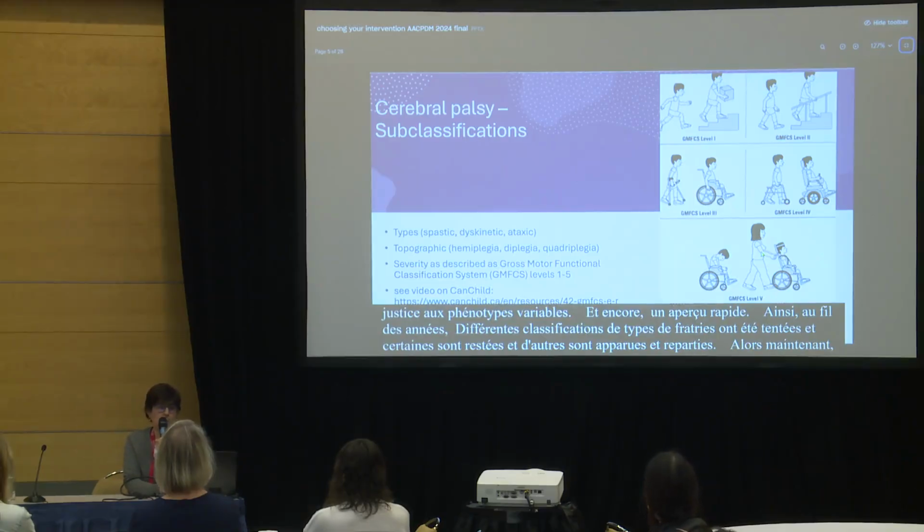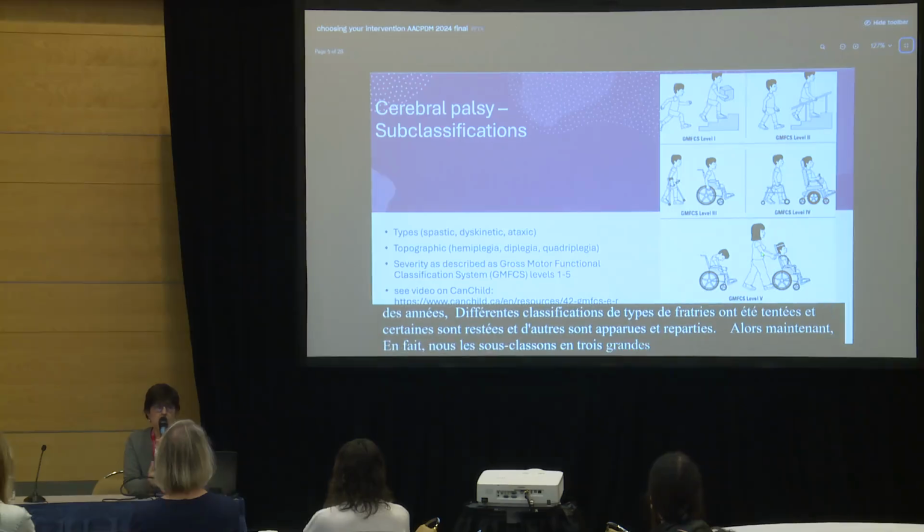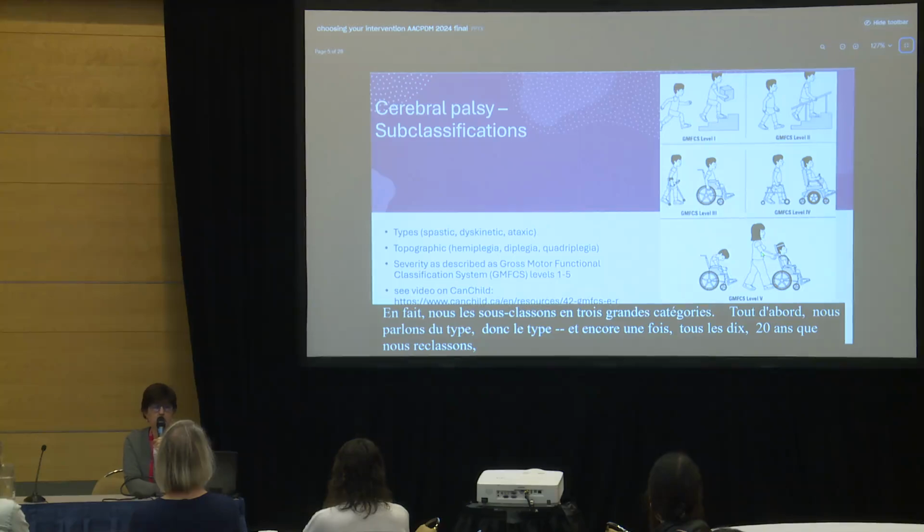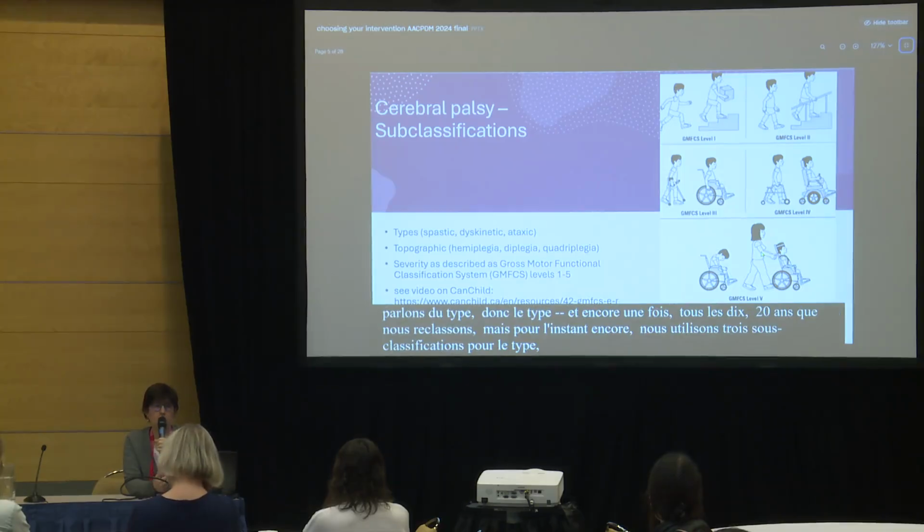First of all, we talk about the type. So the type, and again, every 10, 20 years we are reclassifying, but as of now still, we're using 3 subclassifications for the type, which is spastic, which is our predominant presentation, dyskinetic, and ataxia. So that's how the muscles feel when we examine them.